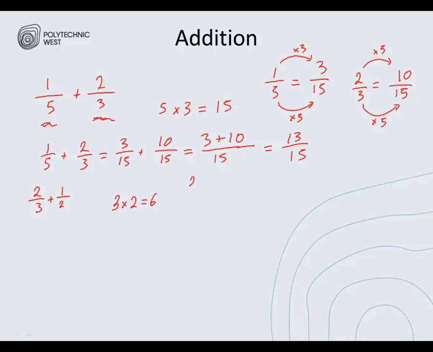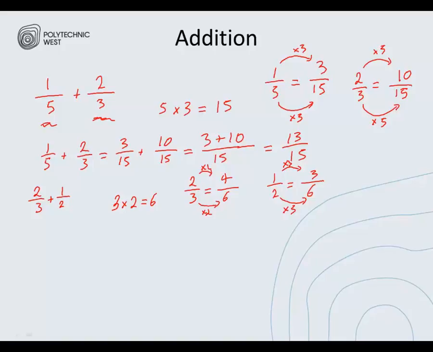Now we convert them. 2 over 3 is something over 6. To go from there to there, we multiply by 2. So we multiply that one by 2, and we get 4 over 6. 2 over 3 is 4 over 6. And then we've got 1 over 2 is something over 6. To go from there to there, we multiply by 3. So we've got to multiply by 3. 1 times 3 is 3. 1 over 2 is 3 over 6.